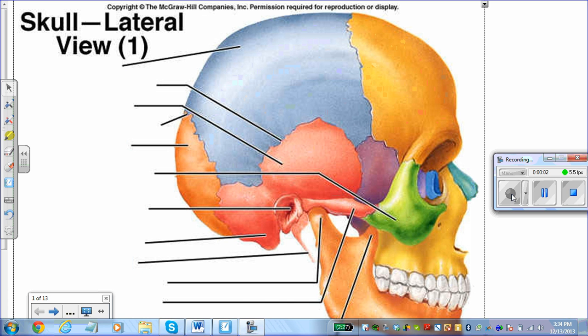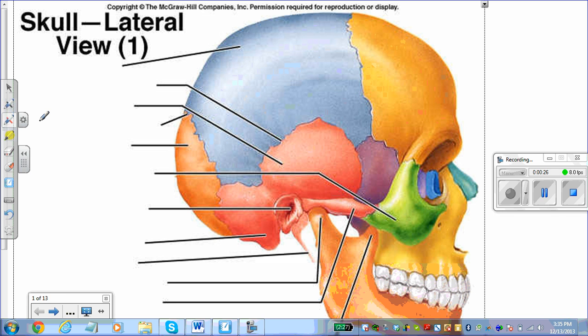Okay, this is a voice recording for the skeleton unit. We'll go through the axial skeleton first, and then we'll go through the appendicular. I'll try to help you out as far as identifying major features and ways that you can figure out proximal and distal and some of the components of orientations of the bones. So let's start off here with the lateral view of the skull.